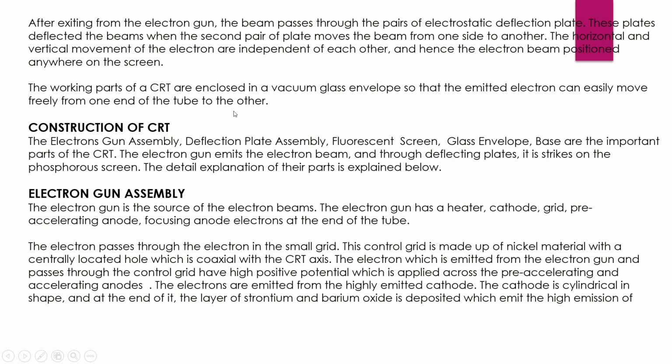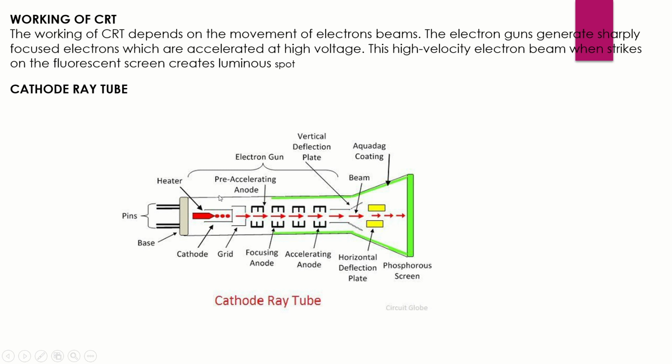Next is the construction of CRT. The main parts of the CRT are the electron gun, vertical deflection plates, and horizontal deflection plates, that is the electrostatic deflection plates. The electrostatic deflection plates have two types: vertical deflection plate and horizontal deflection plate. This is the phosphorus screen, and this is the heater and cathode. This is the grid. The electron gun consists of heater, cathode, grid, pre-accelerating anode, focusing anode, and accelerating anode. It also has the pins and base. These are the parts of the cathode ray tube.